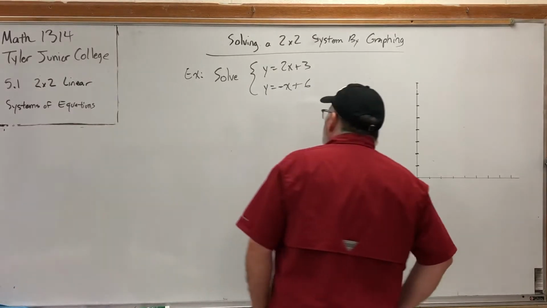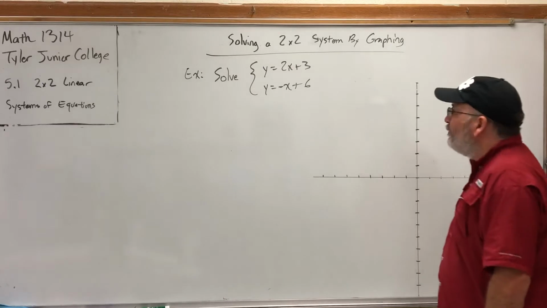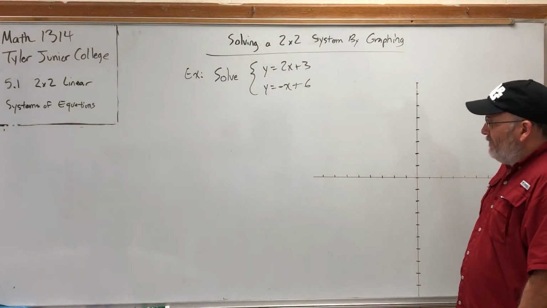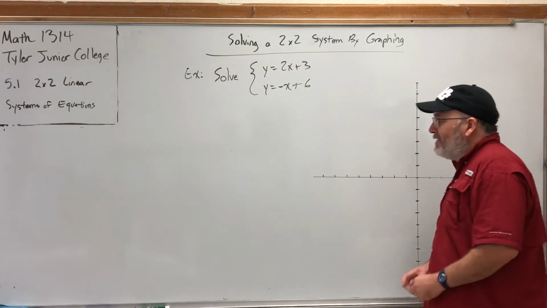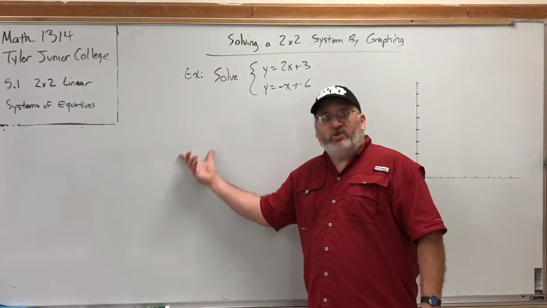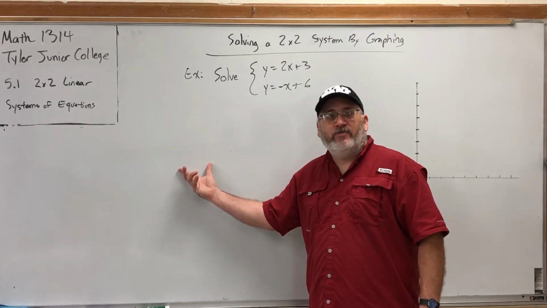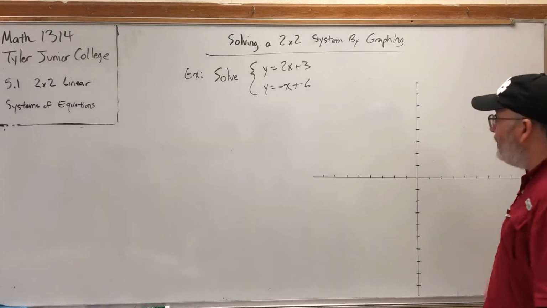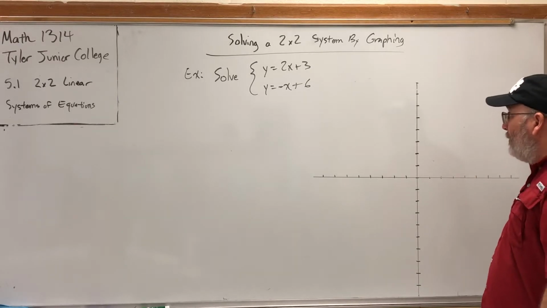But for now, let's see if we can solve this system. y equals 2x plus 3 and y equals negative x plus 6. You may recognize this system as the first system in the examples in the previous video. So you already know one solution to it if you saw that video. But let's pretend that didn't happen.